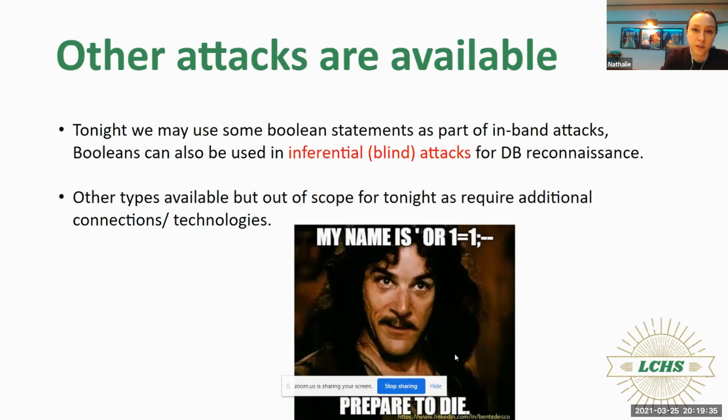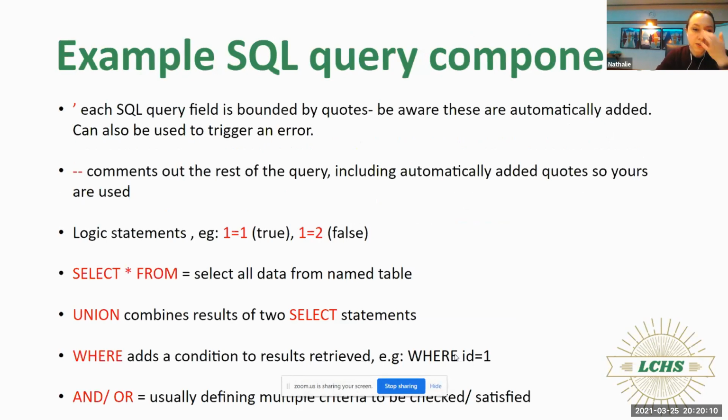We're not going to cover them all this evening just because we're a little bit short on time and we'd like to keep it simple. We are going to be using some Boolean statements, so true or false statements, as part of the attacks we're going to show you today, but they can also be used in another type of attack called an inferential or a blind attack. That's another type of attack where you put a string into the database. You're not trying to get information out of the database, you're just trying to gather information on the system. So that's another type of attack that you can use some of the things that we'll show you tonight for. And also just to say there are other types, but they're out of scope just to keep this evening nice and short and simple.